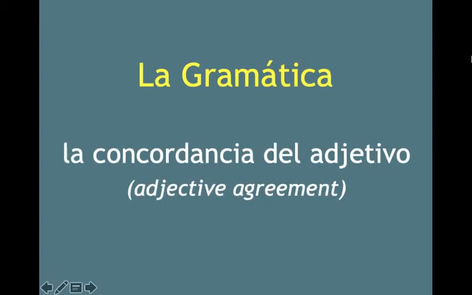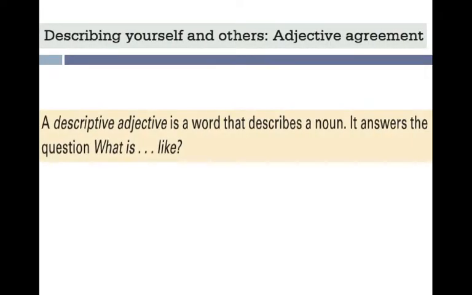Muy bien, el fin del repaso. And on we go to la materia nueva, la gramática útil número 3, la concordancia del adjetivo, Adjective Agreement. Describing yourself and others, Adjective Agreement. Let's look at lo básico and cómo formarlo.